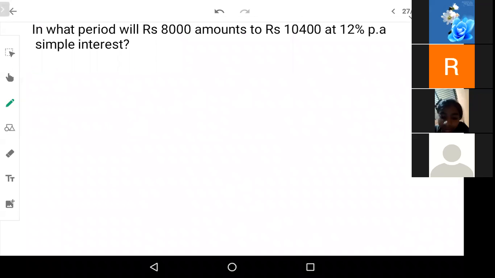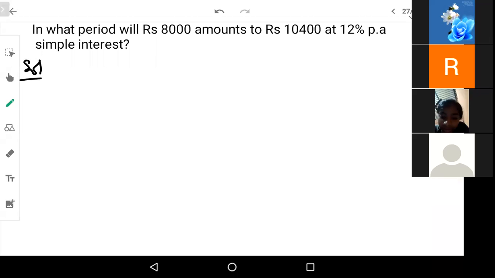Now we'll solve one more similar problem, so that you are more confident about solving it. In what period will 8,000 amount to 10,400 at 12% per annum simple interest? When they ask in how many days, how much time, what period, what is the time, years, months, anything, it means that you are supposed to find out the time period.